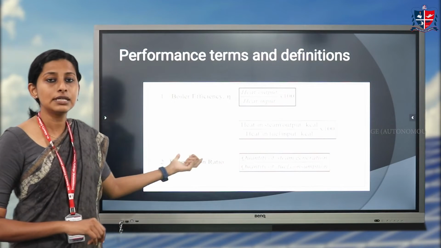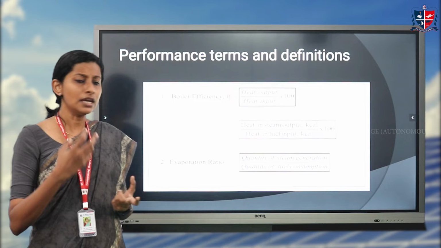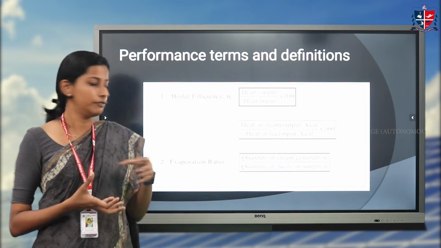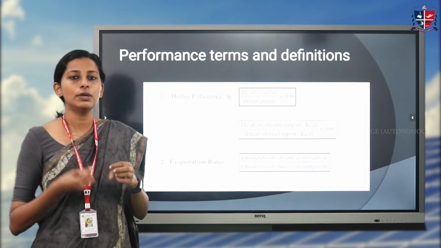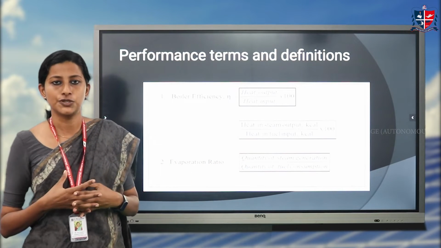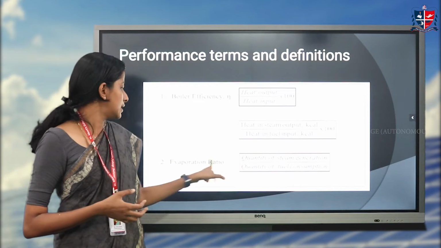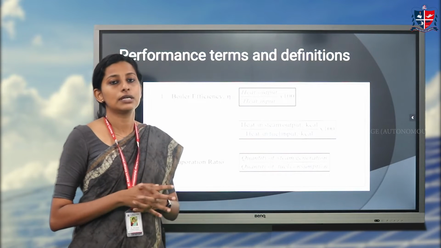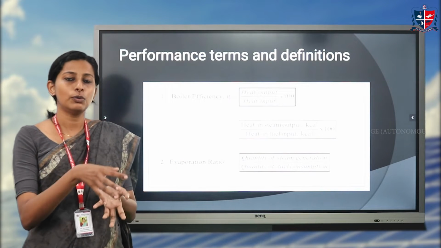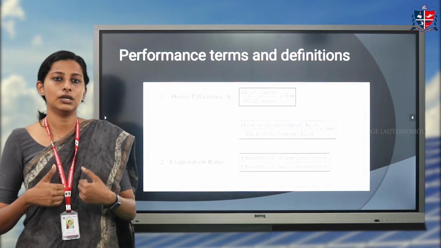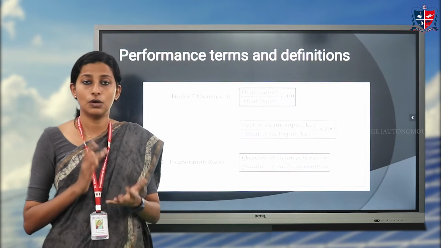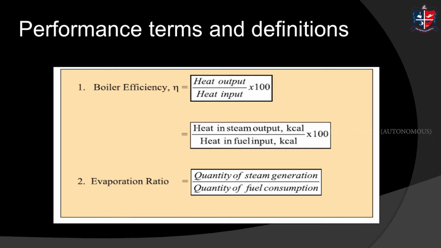The next parameter is the evaporation ratio. The boiler is generating steam, so for what amount of fuel we give is how much steam generated? That is the evaporation ratio. In terms of an equation, the evaporation ratio is the quantity of steam generated upon the quantity of fuel consumed. For how much fuel we give, how much steam has been generated will give you an idea of the evaporation ratio. From these two parameters we should be able to understand whether the boiler is performing as per the standards.